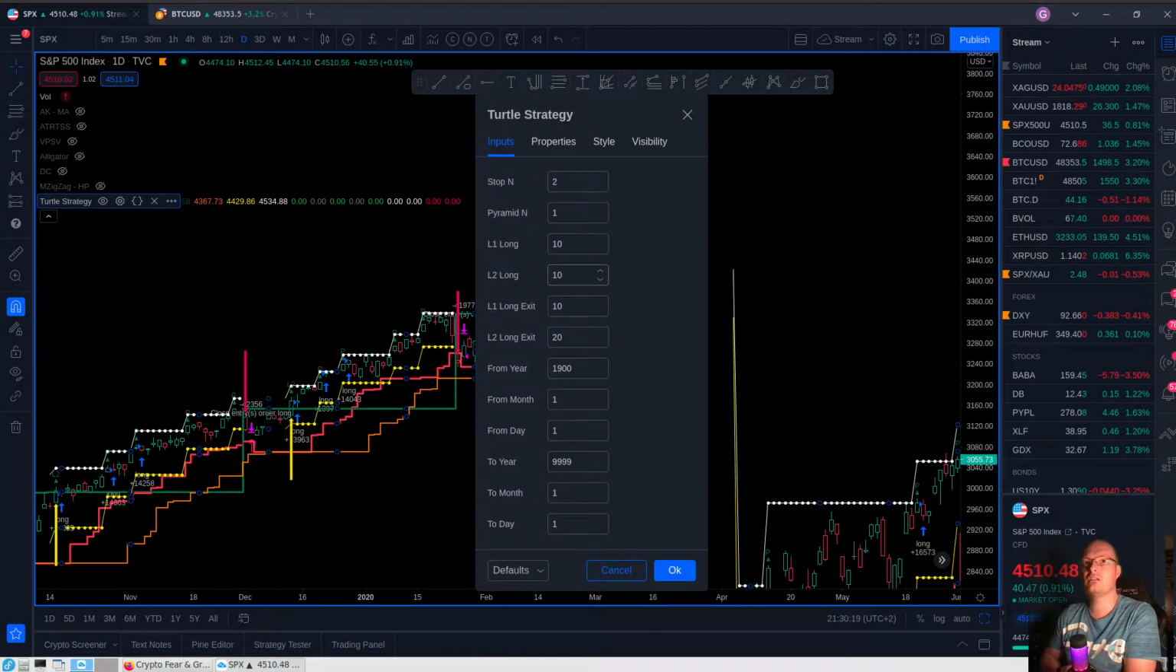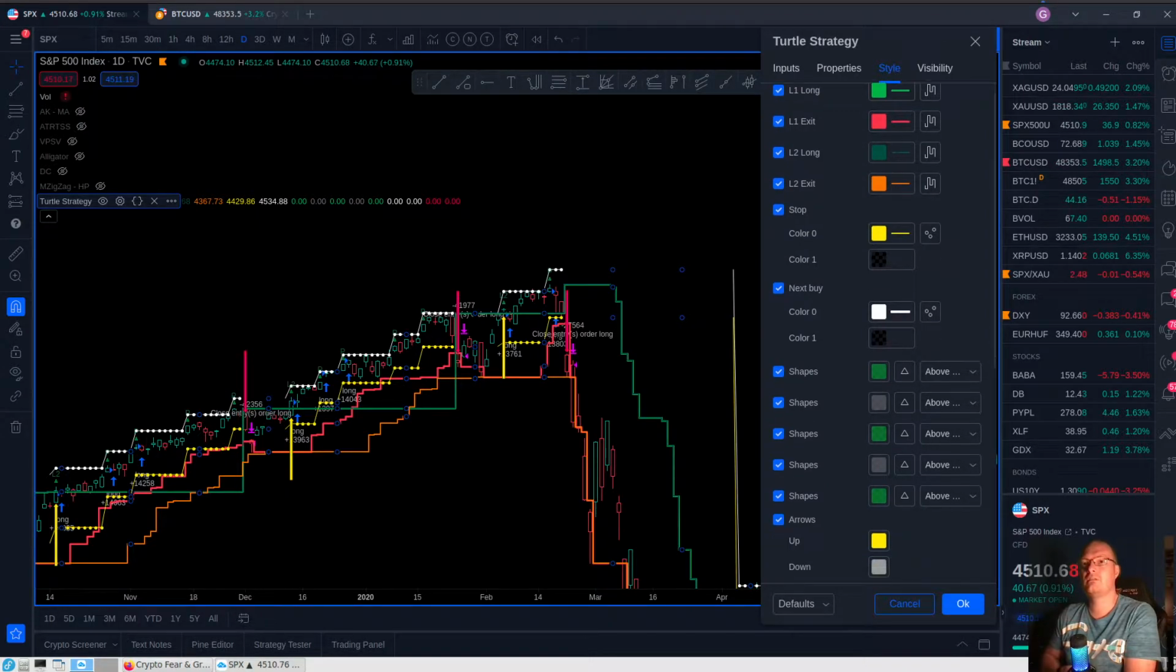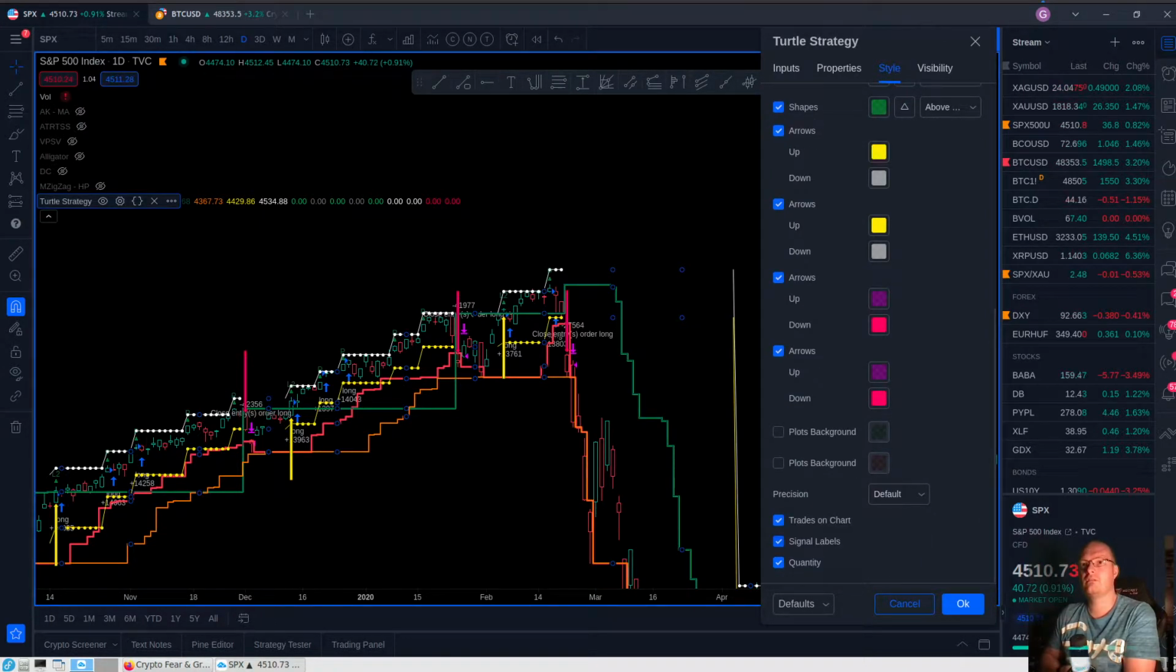Let's see if I can clean this up a bit. Signal label, quantity we also don't need.